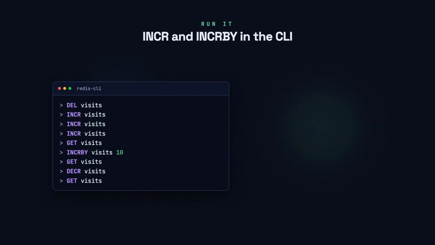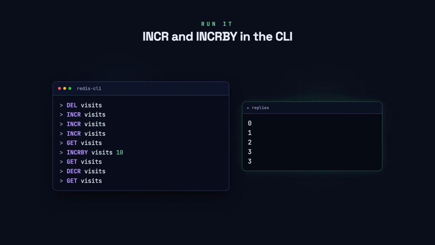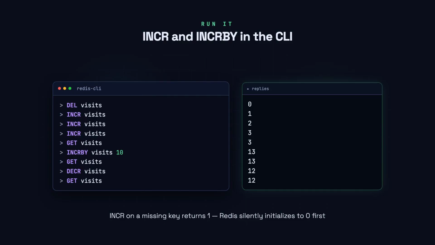Watch what happens when we call INCR on a key that does not exist yet. Redis returns 1, meaning it started from 0. Each subsequent INCR steps the value up by 1, and INCRBY lets us jump by any amount.